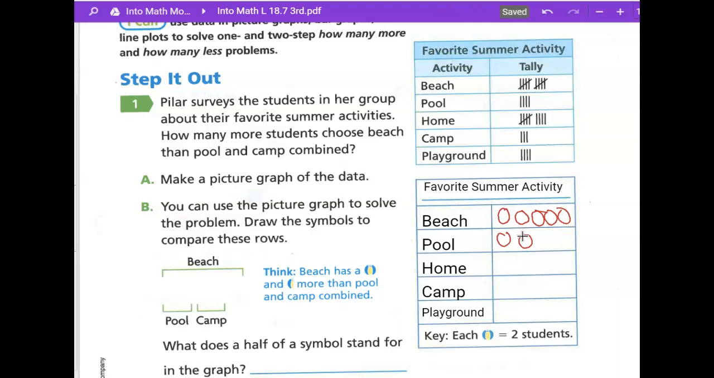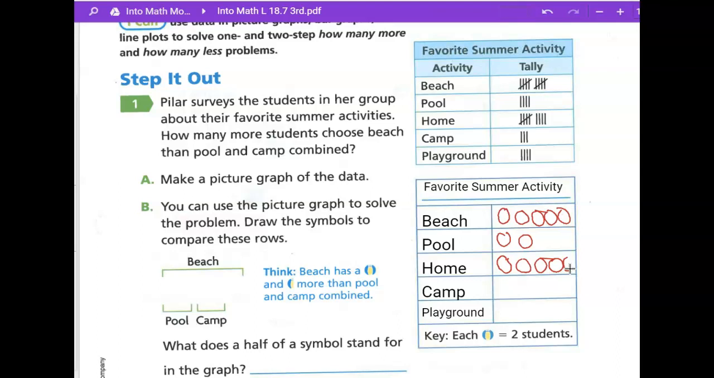Tessa, how many tally marks are by home? 9. Okay. Ooh, now we might have to do a half, right? So let's draw. You could just shade it. 2, 4, 6, 8, and then 9. Half for 9. Yep, you could have done it. Well, then you needed to shade everything if you're going to shade.